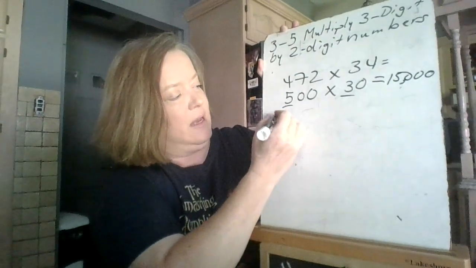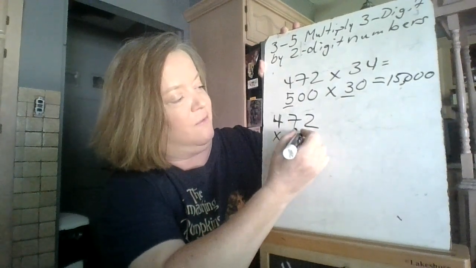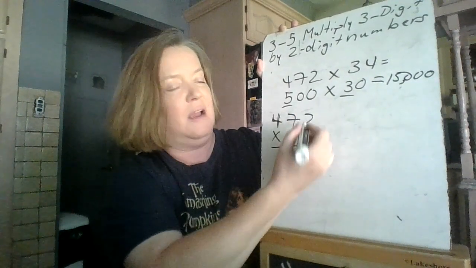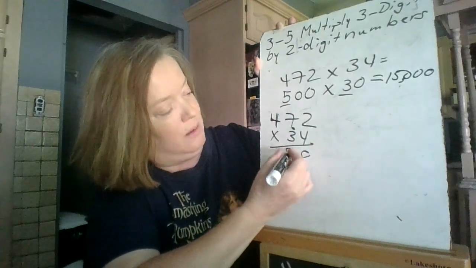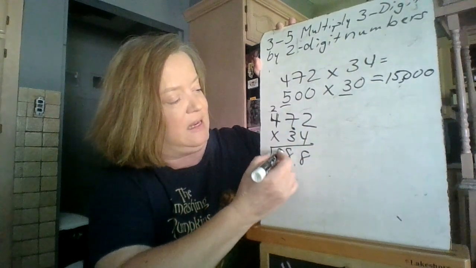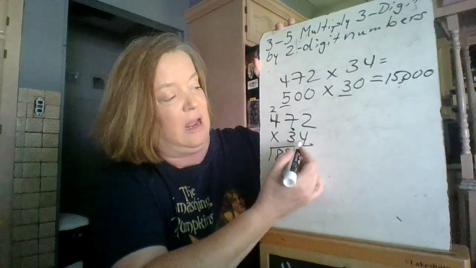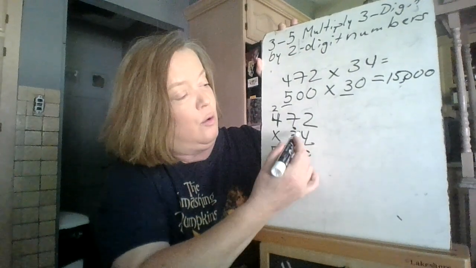Okay, so let's set it up. 472 times 34. 4 times 2 is 8. 4 times 7 is 28. Put down my 8, carry my 2. 4 times 4 is 16, plus 2 is 18. Now I did the 4, which was in the ones place, times this number. So I'm done with this.